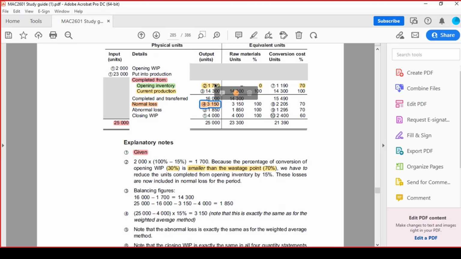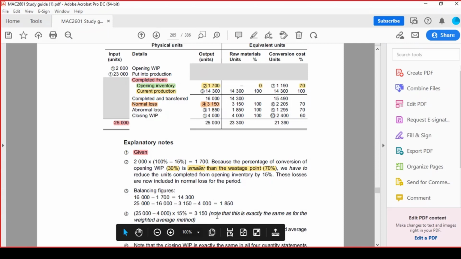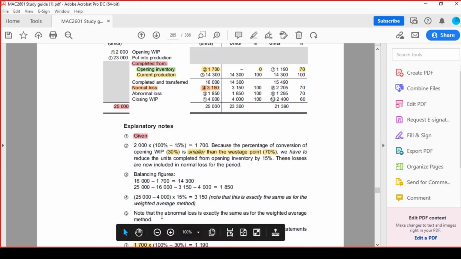Do you guys see what I mean by saying do not confuse these two? Because the way this normal loss works, it works under weighted average and first in, first out. Only thing is that first in, first out also adds another rule related to open inventory. Clear? Any questions?